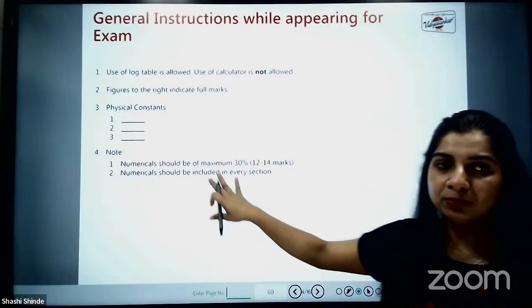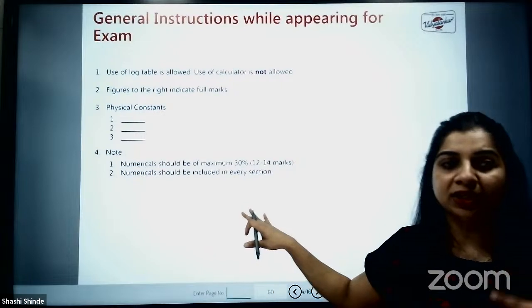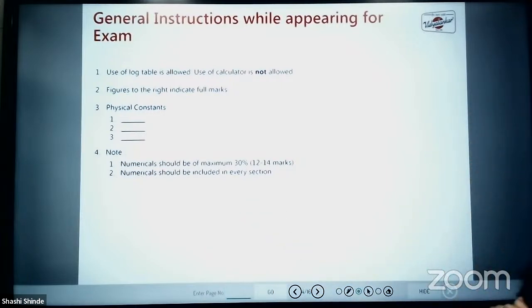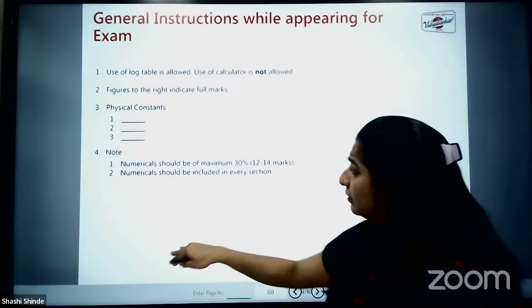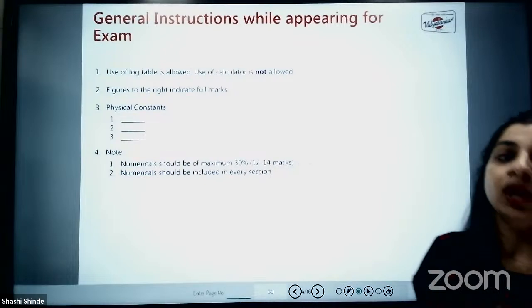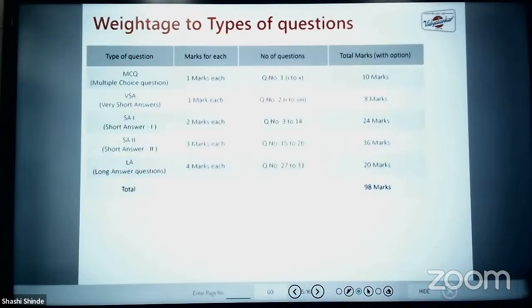This is important. Numericals will be there in each section, like in section A, B, C, D. In all sections, we will have numericals. But the weightage of numericals will be 12 to 14 marks, meaning 12 marks compulsory, 14 marks including option.